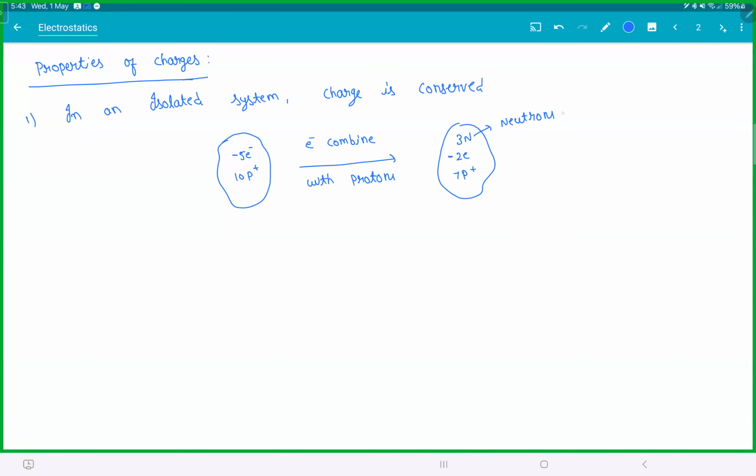Now, if you see here, the number of charged particles will change. So the number of charged particles is not conserved, but charge is conserved. So they can ask a question like this: in a system, the number of charged particles is constant, not necessarily.